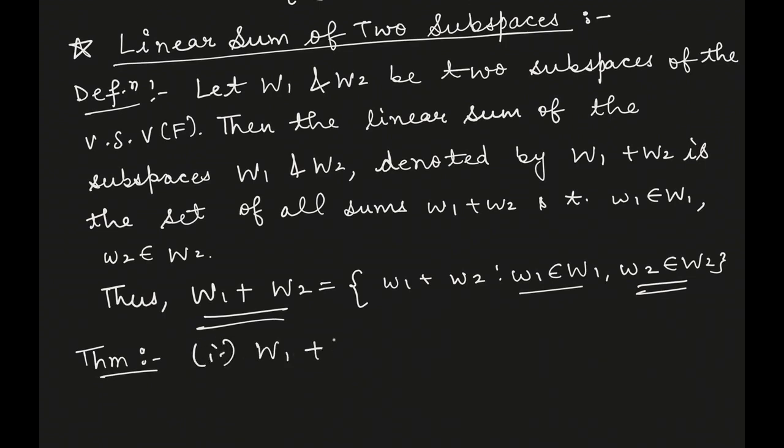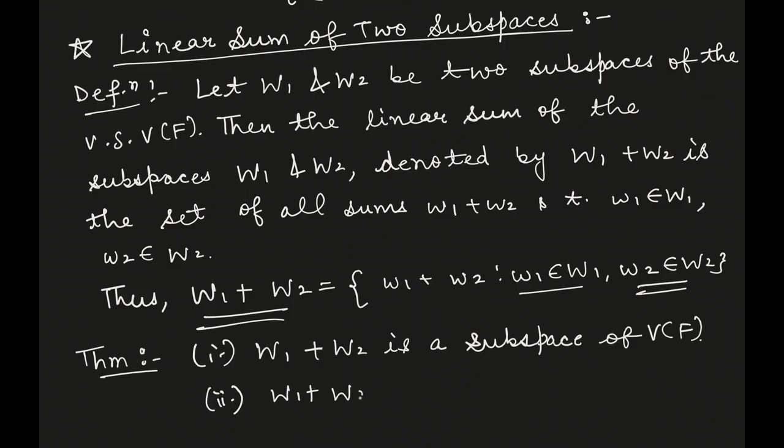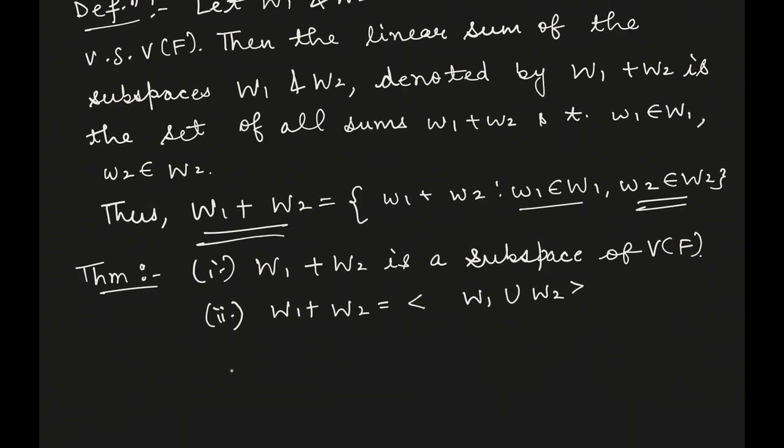Now, W1 plus W2 is a subspace of V(F). Second thing, W1 plus W2 is equal to generator of W1 union W2. Means that is, spanning set of W1 union W2 is W1 plus W2.